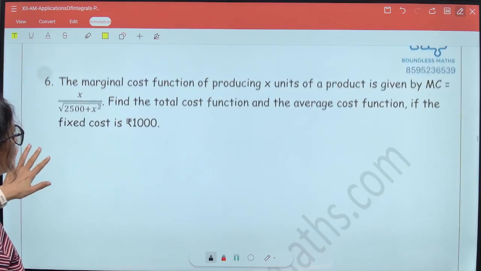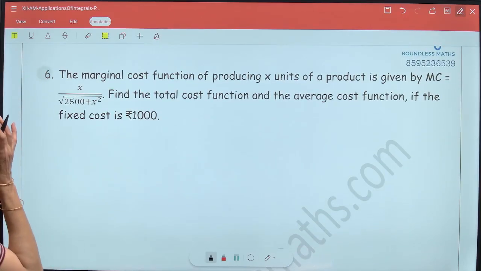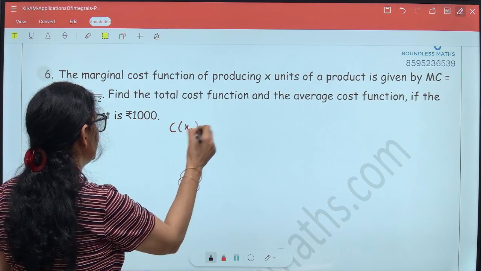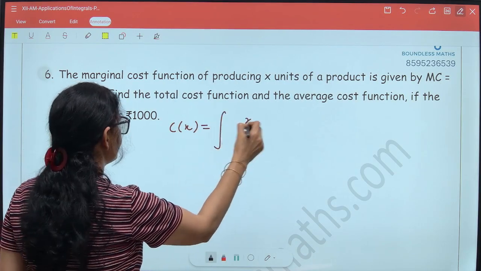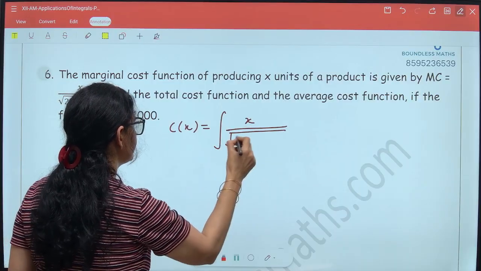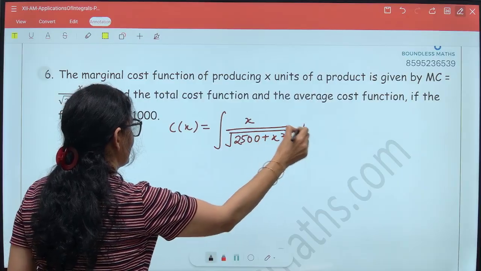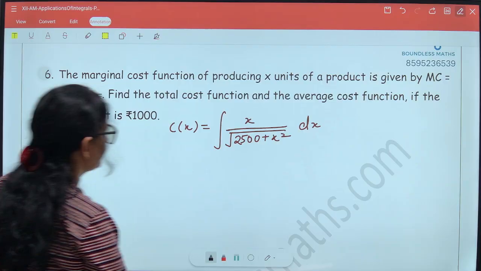The marginal cost function of producing x units of a product is given by x upon square root of 2500 plus x square. Find the total cost function and the average cost function if the fixed cost is given to you. So again we start with integration of the marginal cost function to get the total cost function. Now how do we integrate this?